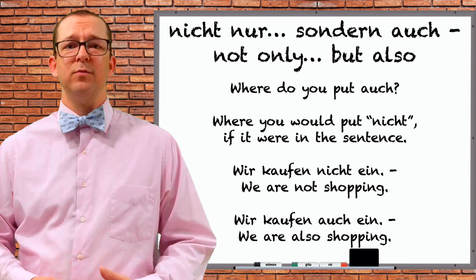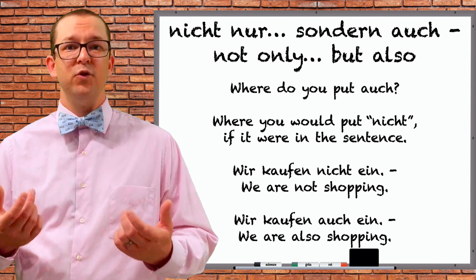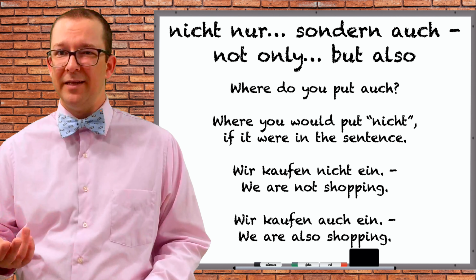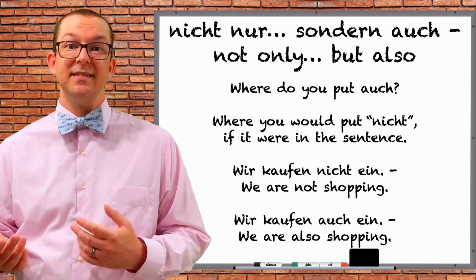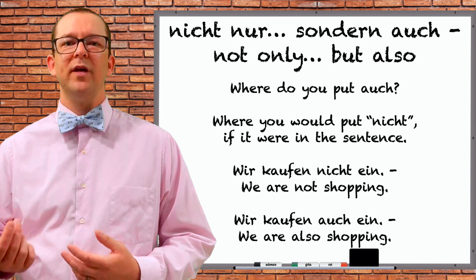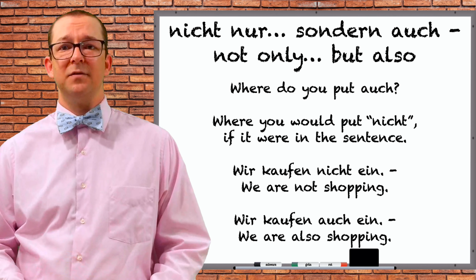How do you know where to put auch? Sometimes it's next to sondern, but more often there are a few words between sondern and auch. How many words? Is there a limit? The auch in these sentences acts kind of like a placement for nicht in other sentences. If you reword the clause into a standalone sentence with nicht, you can find the placement for auch.